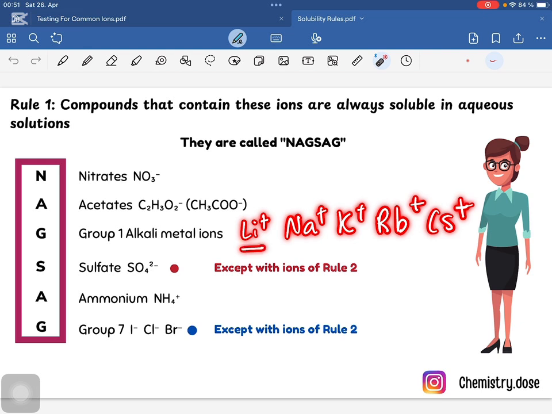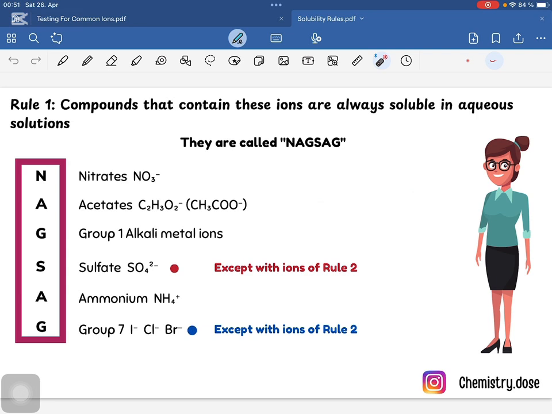And sometimes I like to call them the Lena-Krypsis group ions, which are the group 1 ions, to remember the ions in group 1. And the S stands for the sulfate ion, the A stands for the ammonium ion, and this G also stands for group 7, which are the ions I minus, Cl minus, and Br minus only of group 7.